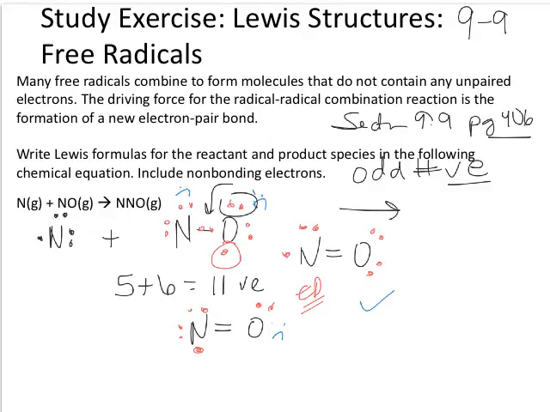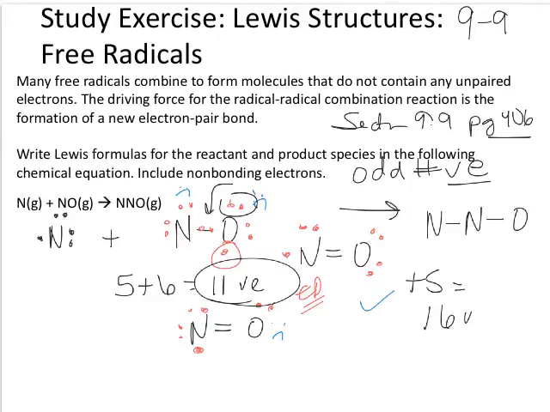And then you want to draw the product, which is N2O. Basically here we have the 11 valence electrons from NO plus another 5 from nitrogen. So we have a total of 16 valence electrons. We already have 1, 2, 3, 4, 5, 6, 7, 8, 9, 10, 11, 12, 13, 14, 15, 16.